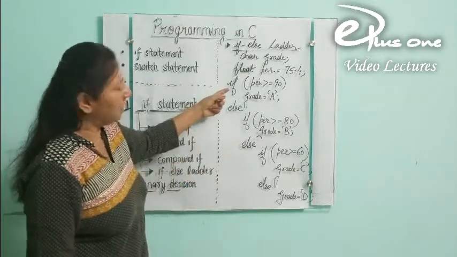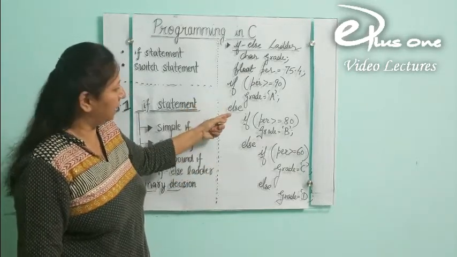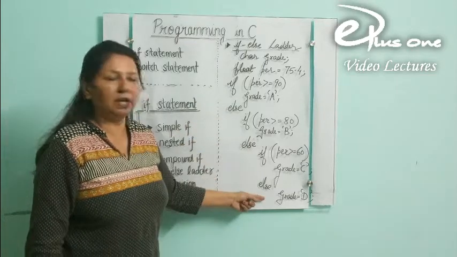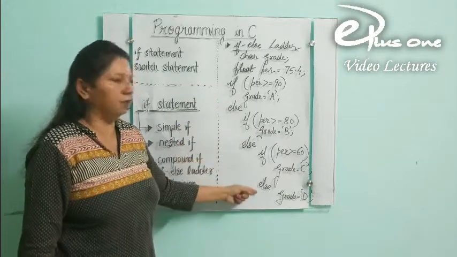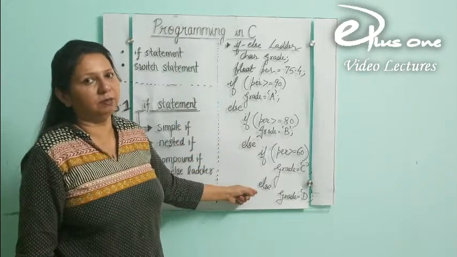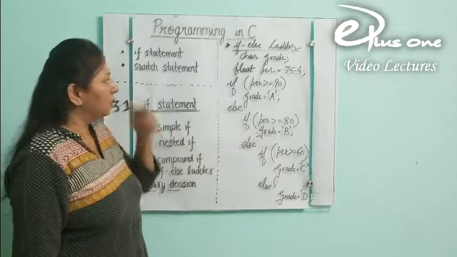See, now there are multiple if-else in this. If, else if, else if, and else. Whenever you find this series of if-else, if-else, if-else, it is called a ladder. It's a multiple if-else. So how?